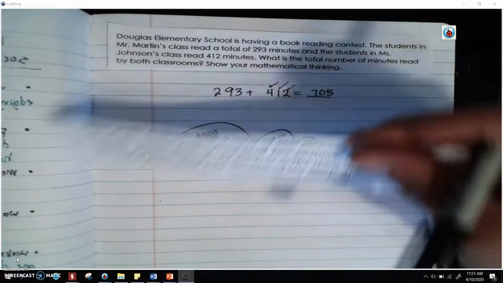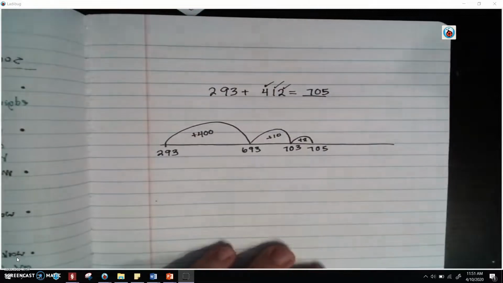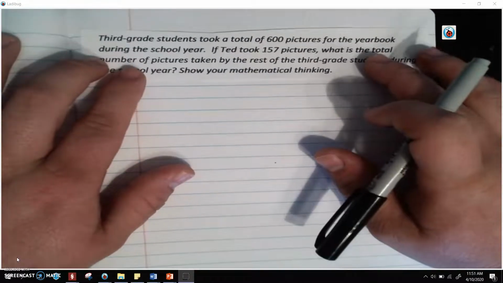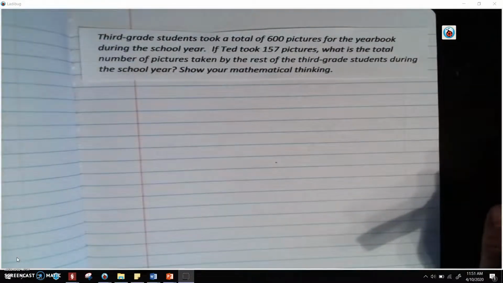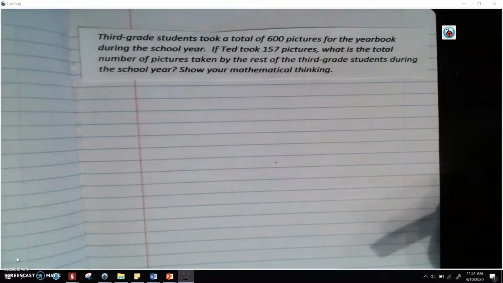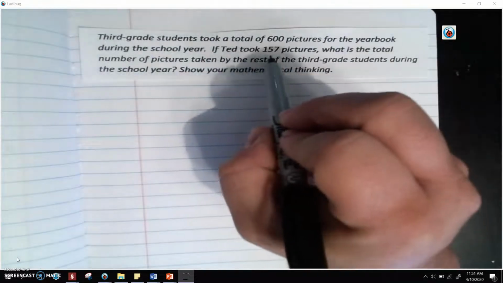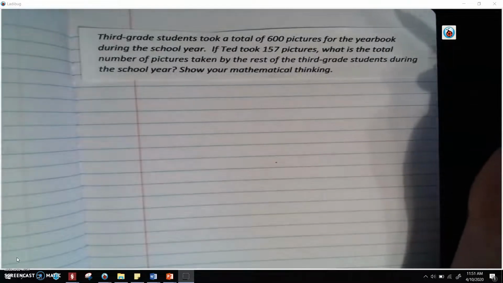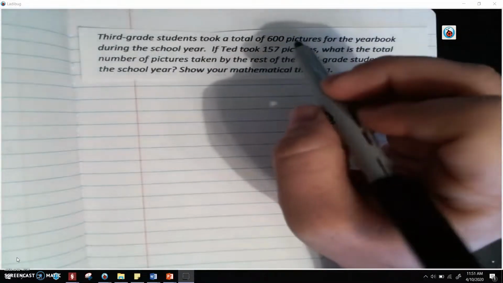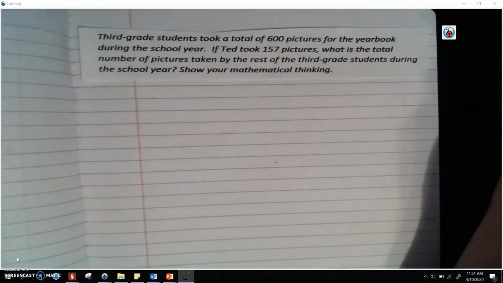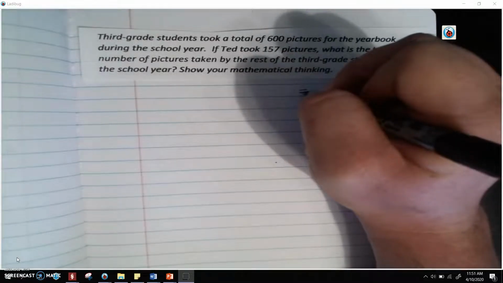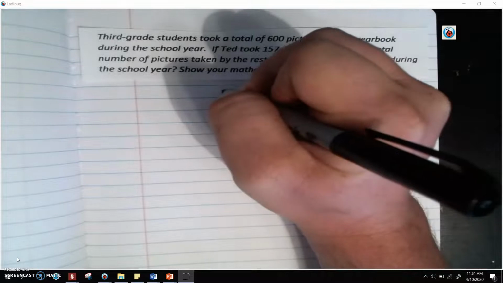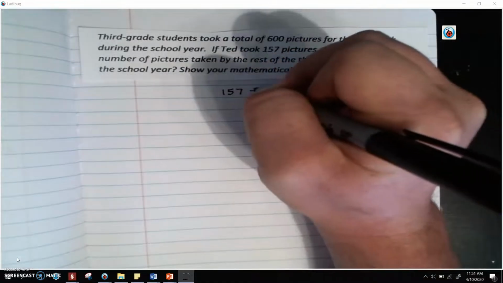Now we're going to try another one. Let's see. Fresh page. Alright, so third grade students took a total of 600 pictures for the yearbook during the school year. If Ted took 157 pictures, what is the total number of pictures taken by the rest of the third grade class? So this one is a little bit different. It gives me the total right here of 600. So I'm going to actually put in my equation, I'm going to put that this equals 600. I know that Ted has 157, so I'm going to put 157 right there, plus blank.